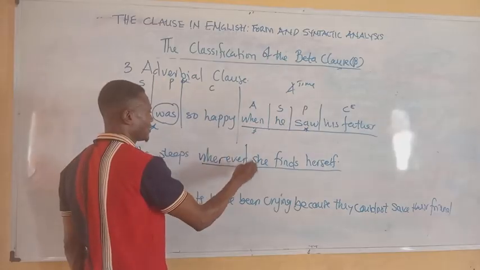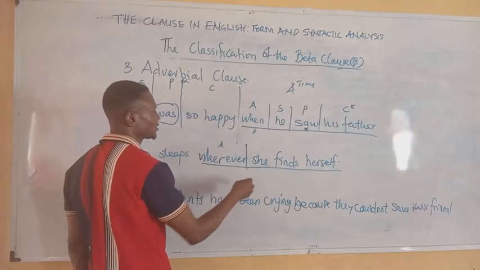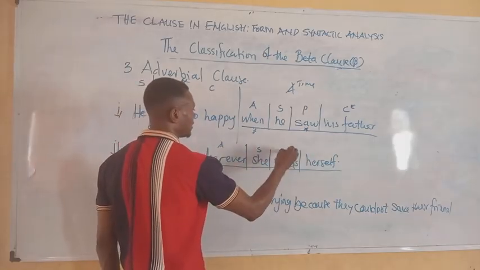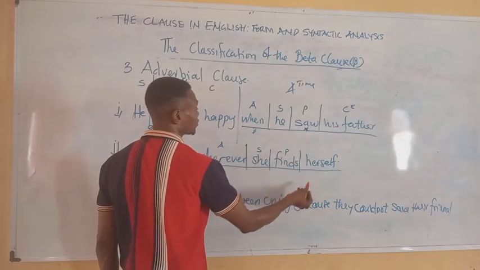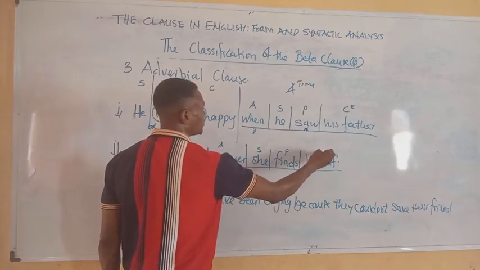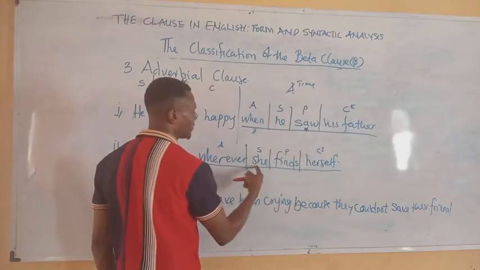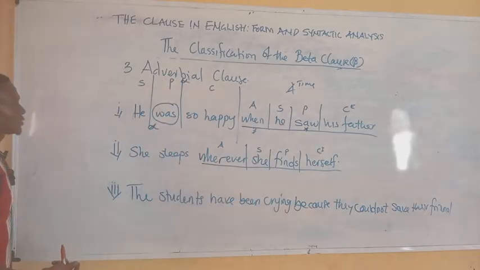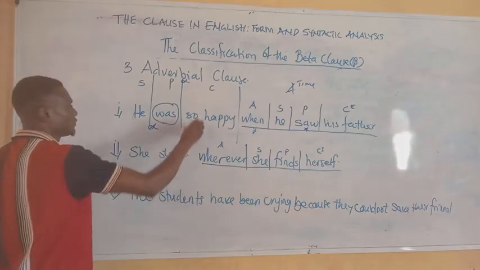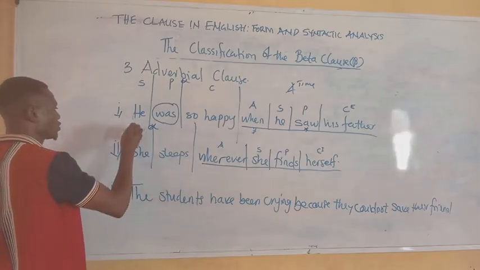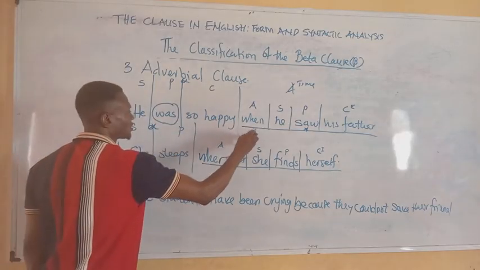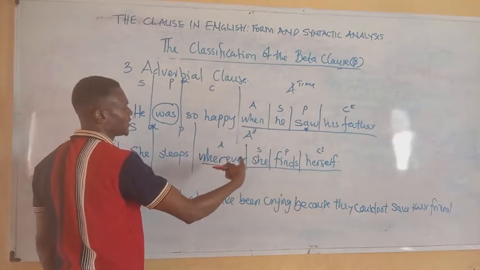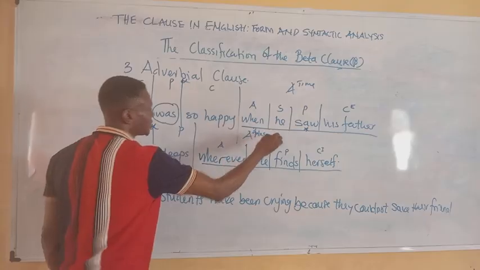So wherever here is an adjunct, she here is the subject, finds here is the predicate, a predicator, while this one, herself, is the complement intensive. So it has to do with subject, complement intensive. You get it? So the full realization here, we have subject, predicator, what? Adjunct. So what type of adjunct is that? Adjunct of wherever. That is adjunct of place.